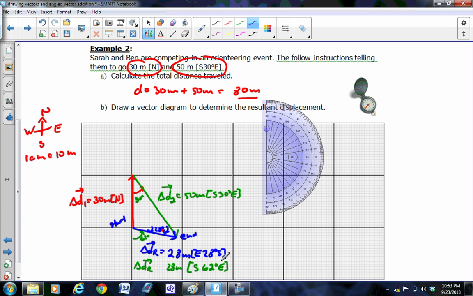So practice a couple more times. This is a really important skill if you're ever navigating. A lot of times Google Maps will do it for you, but it's important to be able to do it manually. You never know what happens. You might not have a computer around. So it's a good skill to have.